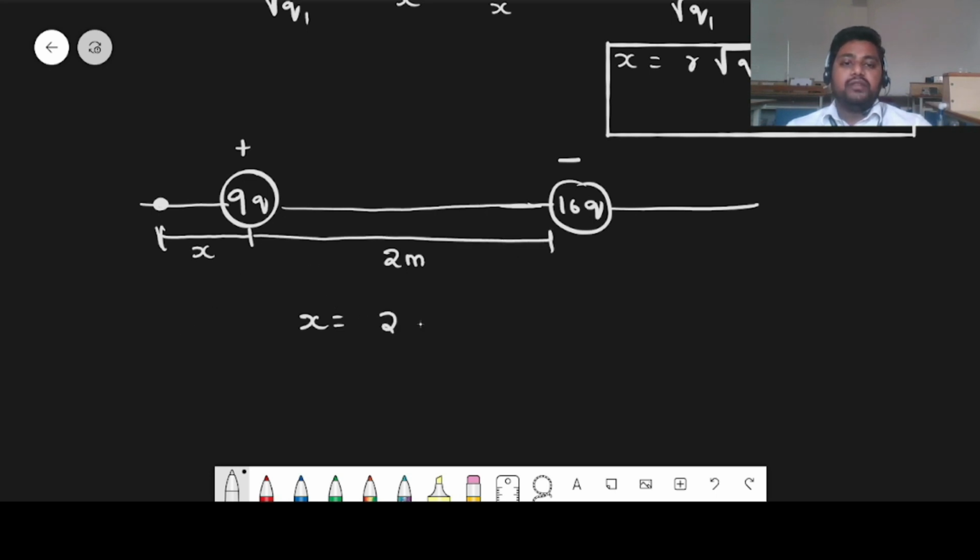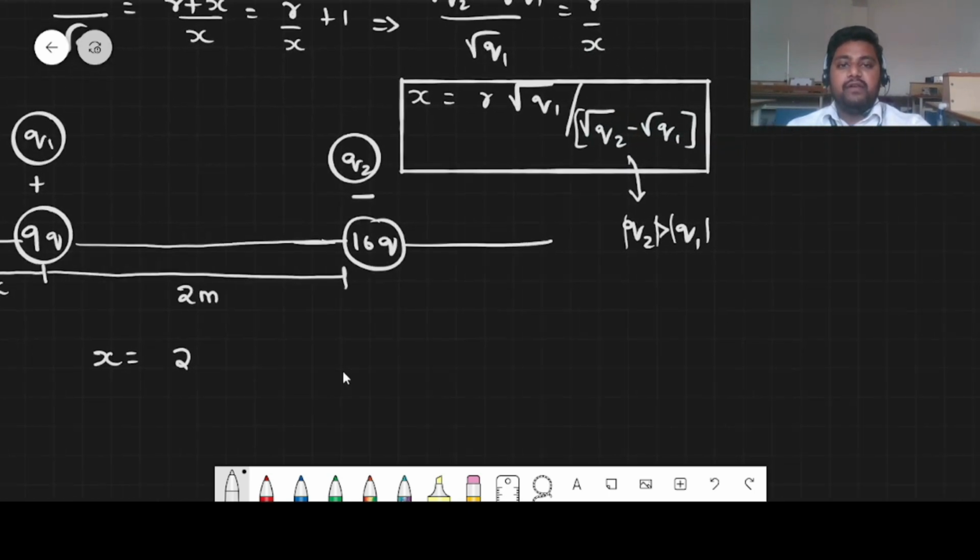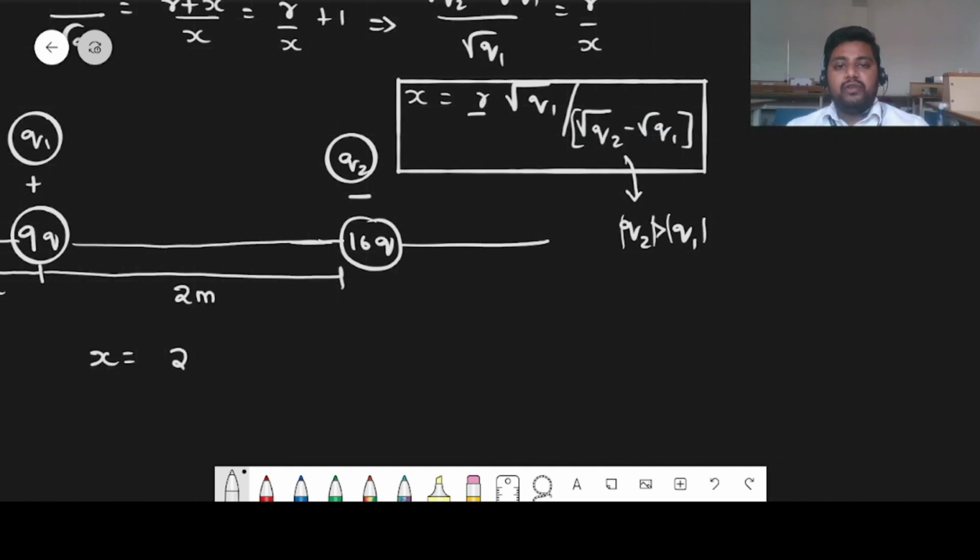R is 2 meters into under root of q1. This will be q1 according to our condition and this is q2. In this formula we use this because the magnitude of q2 is greater than q1. Substituting that in this condition, you can write it as 2, which is r, into root of q1. Q1 is 9, so 9 will be written as 3 root q.